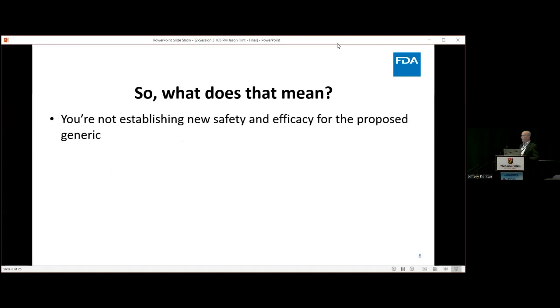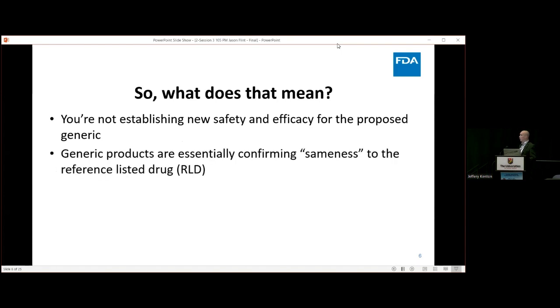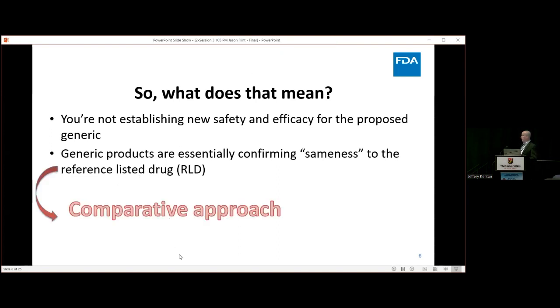So, what does that mean? We're not establishing a new safety and efficacy for the proposed generic, and that's an important point. But we are trying to confirm that they're the same compared to the reference listed drug, and that implies a comparative approach.